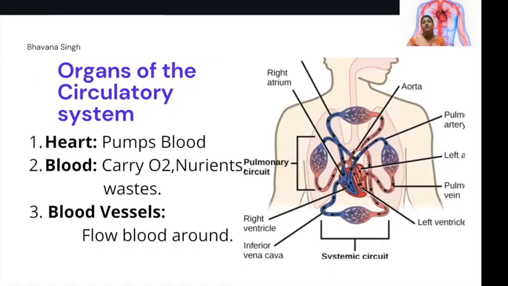We talk about the organs of the circulatory system. There are three main organs of the circulatory system. The heart, which pumps blood; blood, which carries oxygen, nutrients, waste, hormones, etc.; and blood vessels, which are needed to flow the blood around because blood is a liquid. So the heart pumps blood and blood moves through the whole of our body as you see in the picture. You see the heart and blood moving all over.